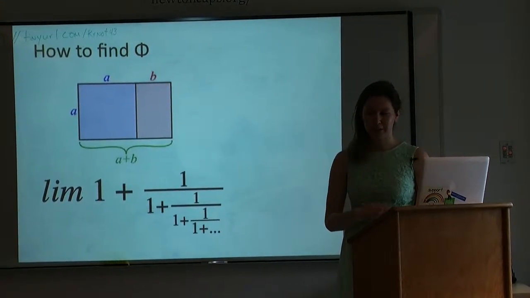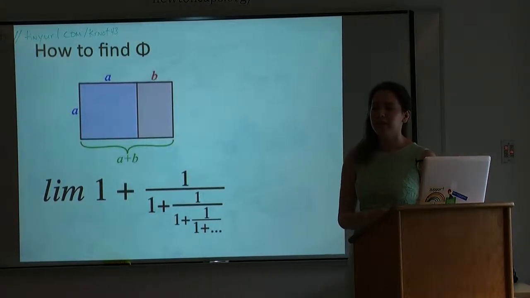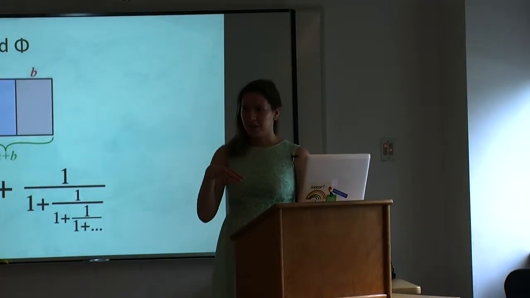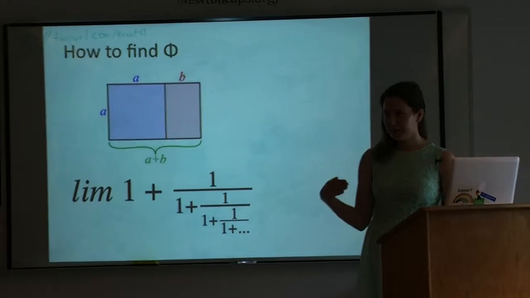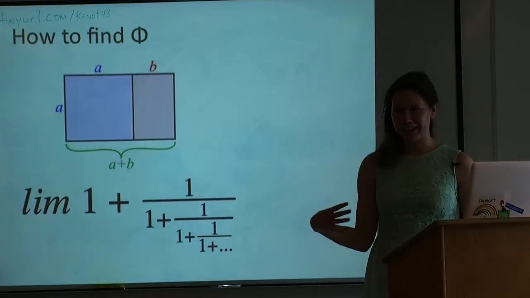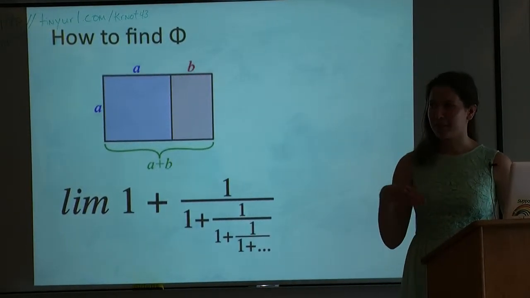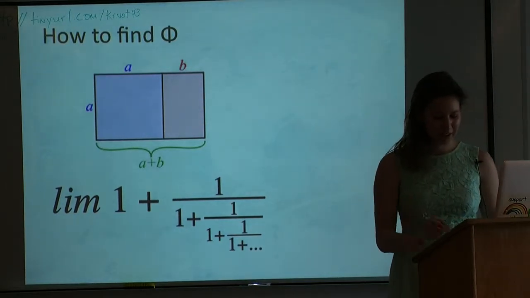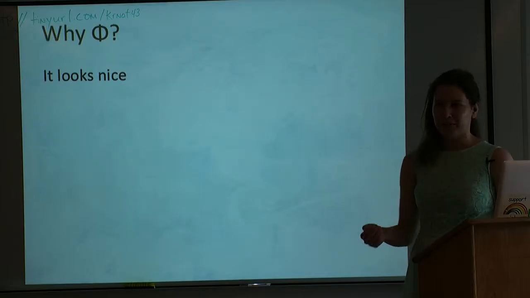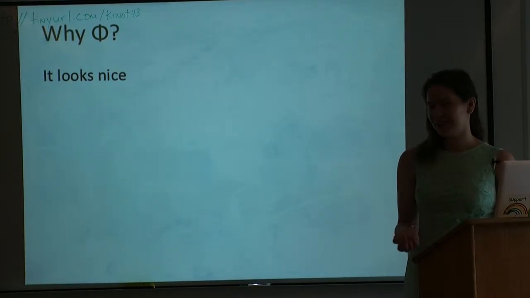You can also find phi by taking the limit statement of the n plus 1th Fibonacci number over the nth Fibonacci number, which is a really handy way of just estimating how close something is to phi without using a calculator, which I don't know why you would need to do that. But so why phi? It looks nice.